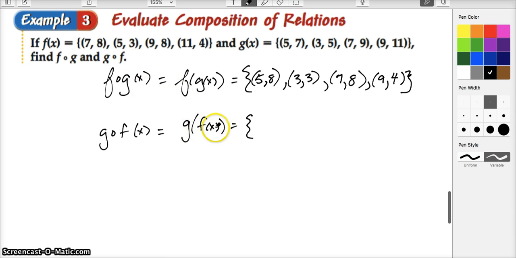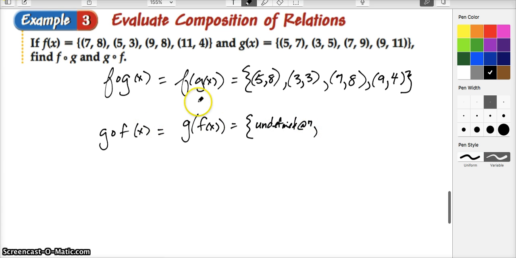If I plug, say, 7 first into the f of x function, I'm going to get 8. But then when I plug 8 into the g of x function, I can't do it because there's no 8 value there, right? There's no 8 that is a part of the domain. So when f of x is 7 and we get that 8 and 8 doesn't actually work out, we say that the function is undefined at 7.